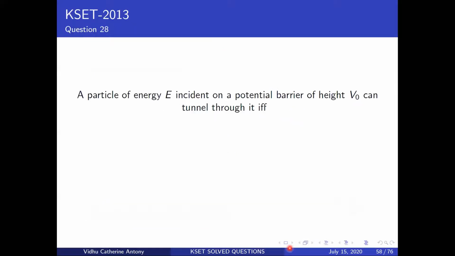So let's move on to the next one. This is pretty simple. A particle of energy E incident on a potential barrier of height V0 can tunnel through it if and only if: E is less than V0, E is greater than V0, E is equal to V0, or E is equal to 0. So you're saying, when can I tunnel through it?